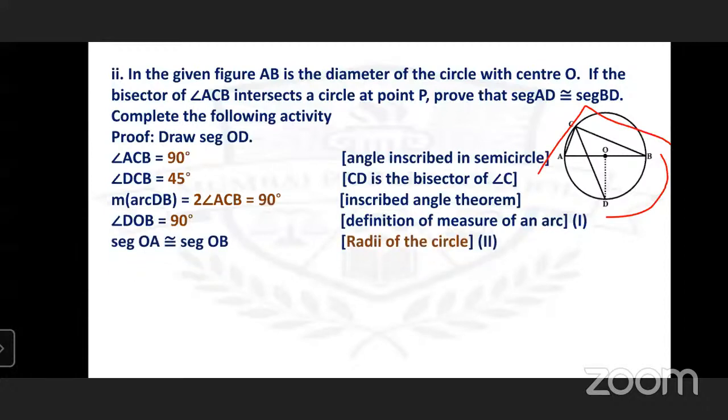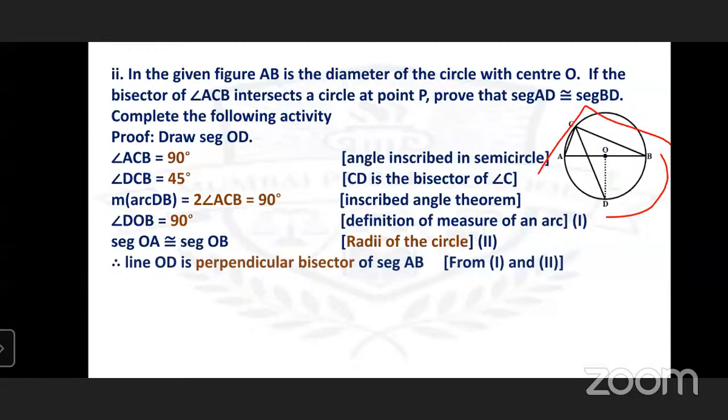Definition of measure of an angle. And segments OA and OB, they are the radii of the circle. So in the fifth box we write the radii of the circle, and therefore line OD is the perpendicular bisector of segment AB. Why do we write this? Because OA and OB are equal, so it divides into two equal parts. So we write here, it is a perpendicular bisector of segment AB. Therefore segment AD and segment BD are congruent.